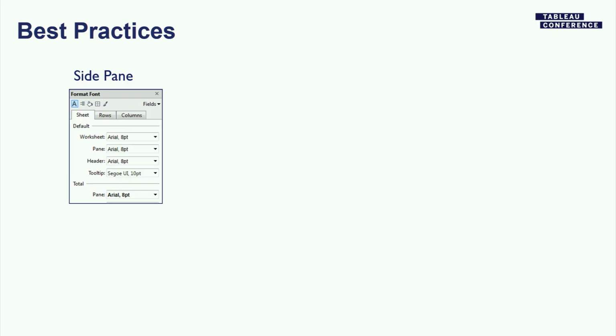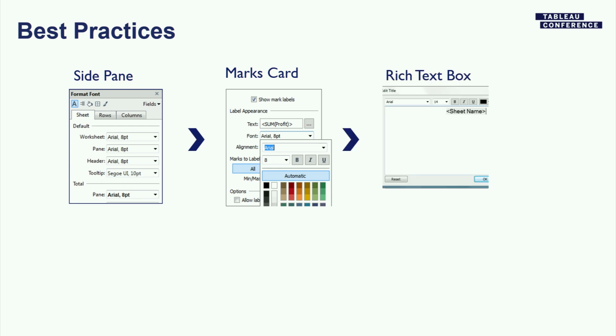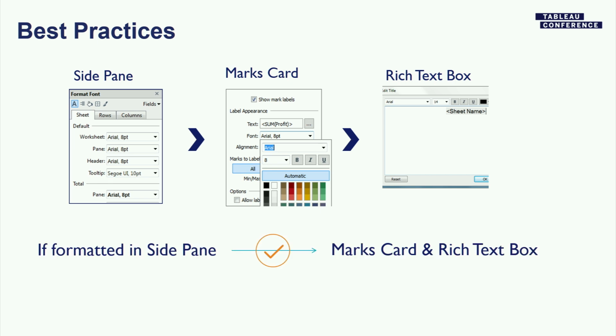There is one main best practice I do want to reinforce if you haven't already heard this before in Tableau, and that's the order in which Tableau likes formatting to occur. The main way that we might format in Tableau is to use the formatting side pane, and we're going to be using this in just a few minutes. When you make changes in the side pane, that can carry through to elements in your marks card and then in your rich text box. So this is the good way that we want to format in Tableau.